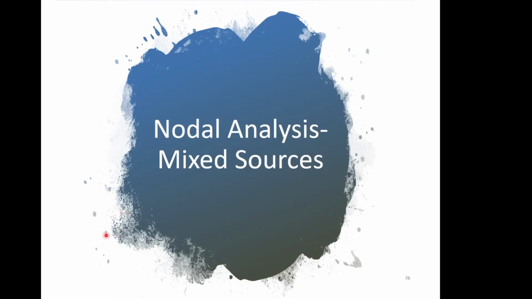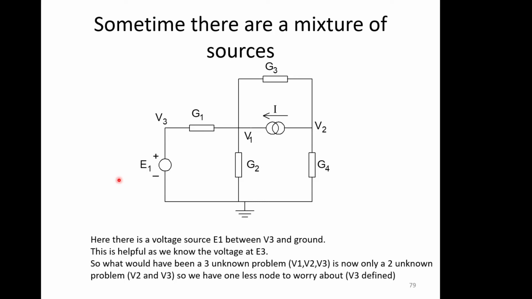Right, so that's basic nodal analysis. Now we'll have a look at nodal analysis with mixed sources, so that's a combination of current sources and voltage sources, to try and make it a bit more general. Sometimes in the circuit we'll have mixed sources. So here we've got a current source, which we should be relatively happy about for a nodal analysis, and we've introduced here a voltage source. We haven't dealt with the voltage source before, but it's not that difficult to deal with.